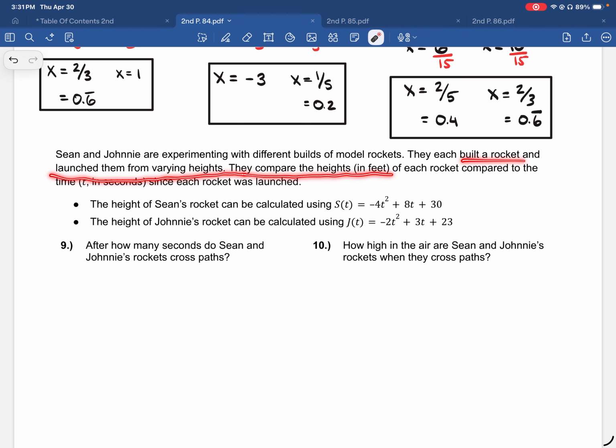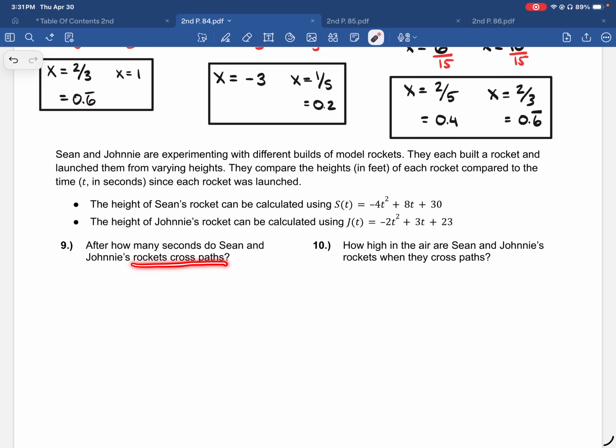They compare the heights in feet of each rocket compared to the time, t, in seconds since the rocket was launched. The height of Sean's rocket can be calculated using s of t equals negative 4t squared plus 8t plus 30. The height of Johnny's rocket can be calculated using j of t equals negative 2t squared plus 3t plus 23. Number 9 says, after how many seconds do Sean and Johnny's rockets cross paths?